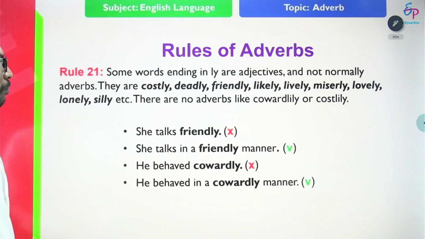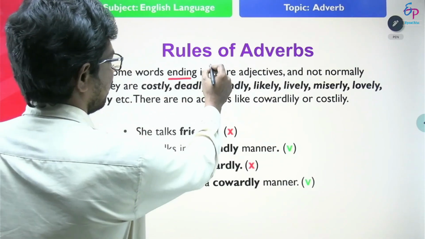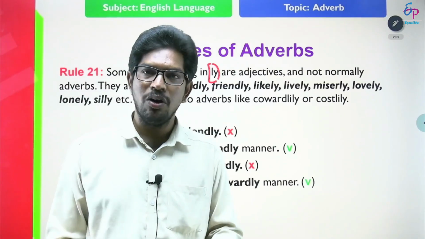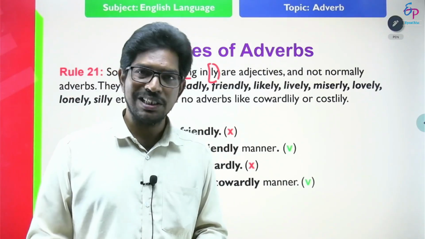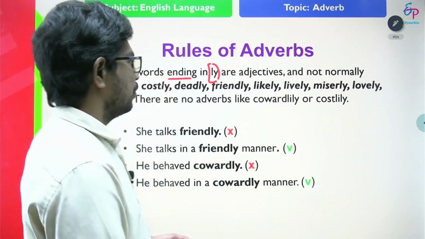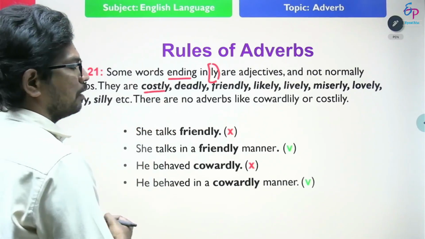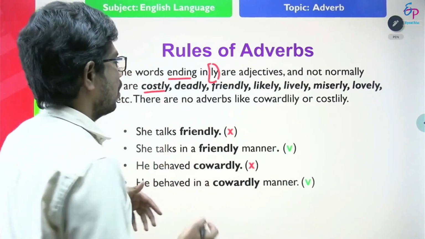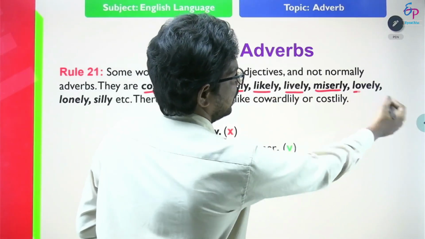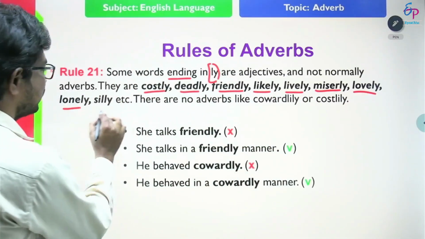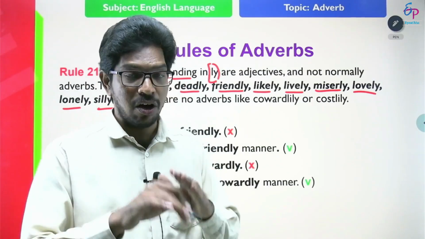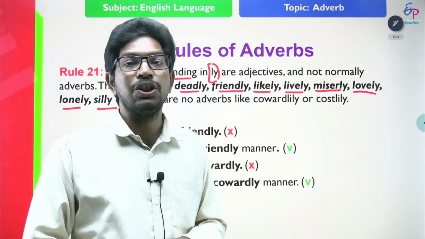See the next rule. Some words ending in ly. Generally, the words ending in ly are called adverbs. But some words ending in ly can also be adjectives. What are they? Costly, deadly, friendly, likely, lively, lovely, lonely, silly. These look like adverbs, but they are always used as adjectives.